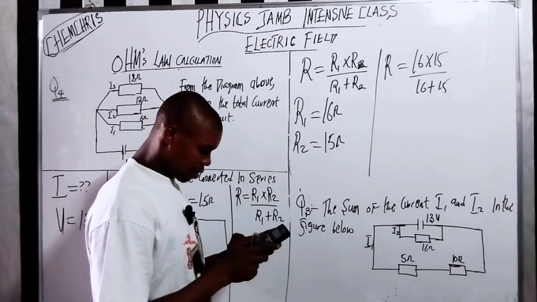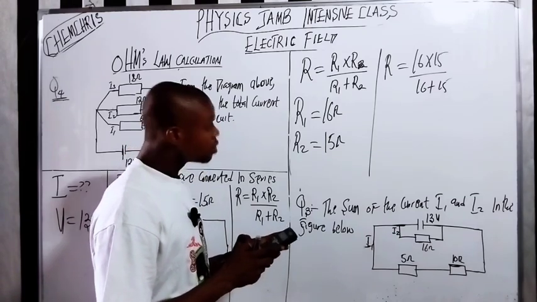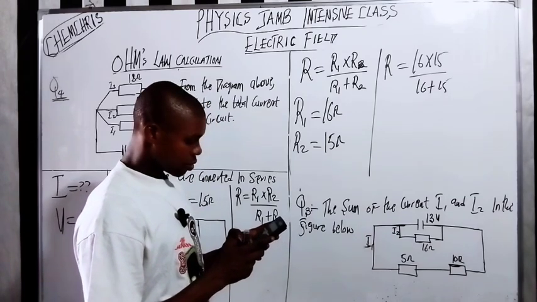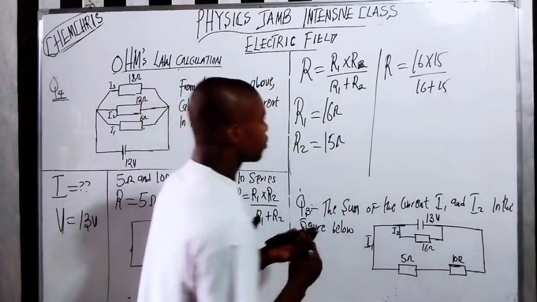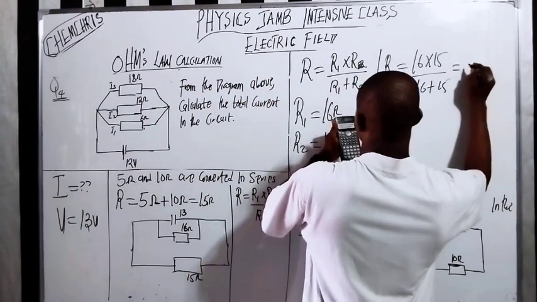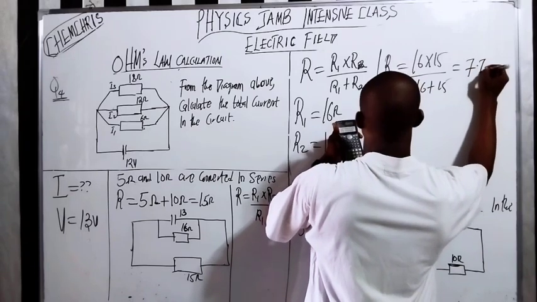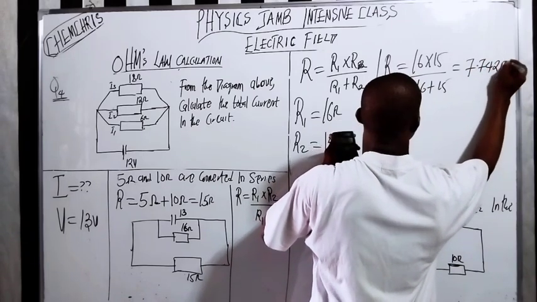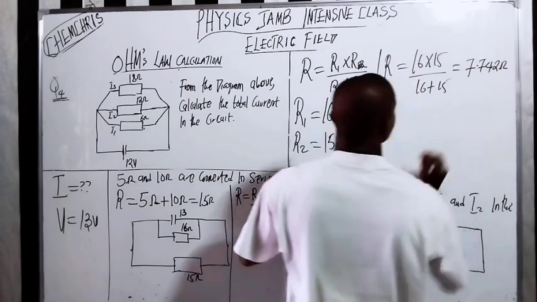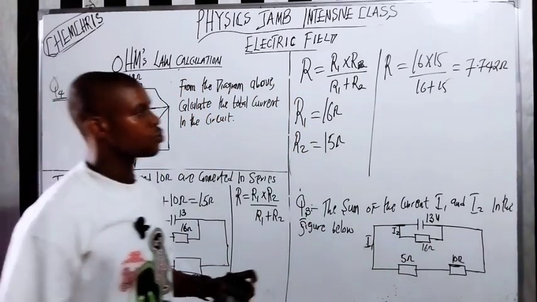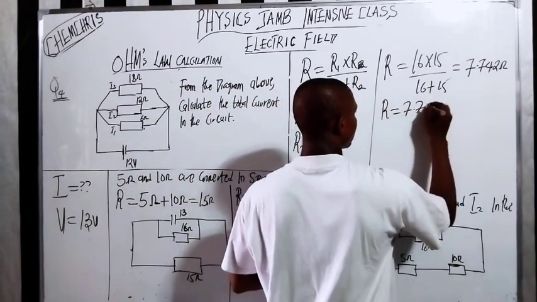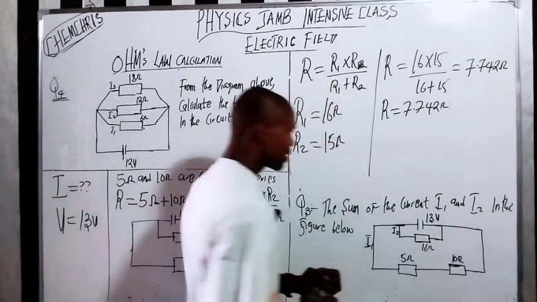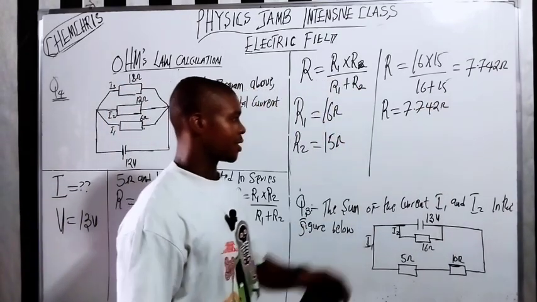16 times 15 divided by 16 plus 15. So that is going to be 7.742 ohms. Again, 7.742 ohms. That is it. So my R here is going to be 7.742 ohms, right? So that is my resistor.